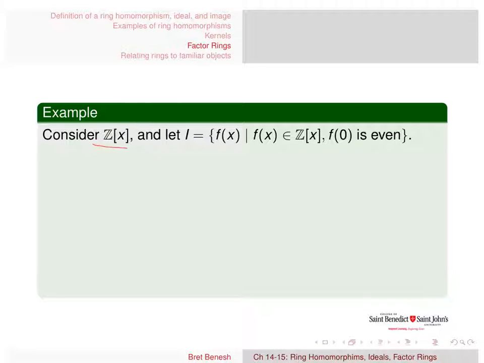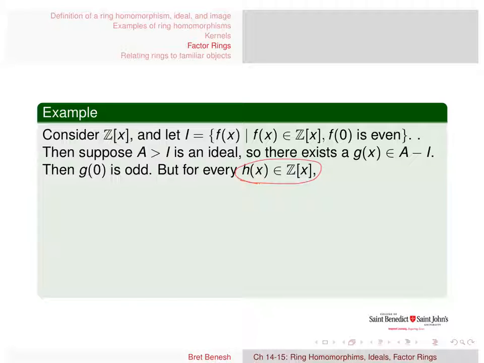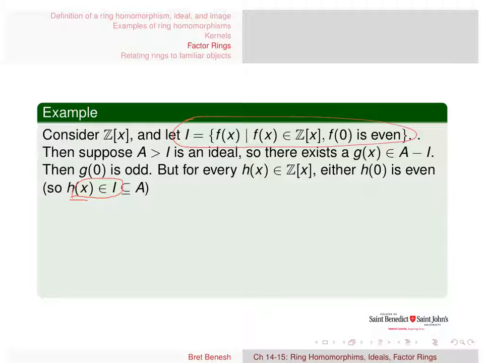All right, another example. Polynomials where the constant term is even. Suppose you have a bigger ideal A. But then there would be a polynomial g that's in this bigger ideal that doesn't have even constant term. So the constant term is odd. So take any polynomial h now. When I multiply it by g, I'm going to be in the ideal A. Either h(0) is even, then h is in I, but I is contained in A, so h(x) is going to be in A.